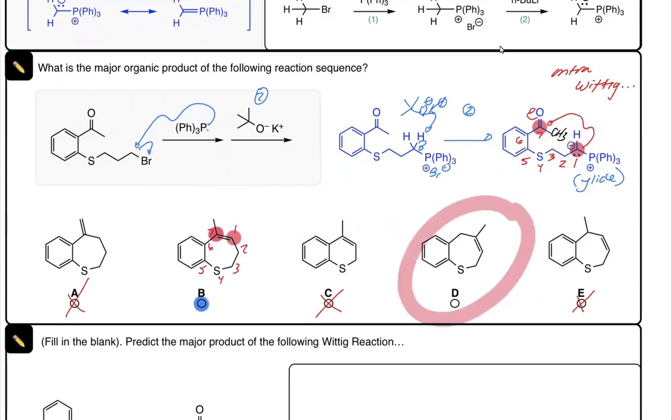Okay, D is wrong because the carbonyl would have been in a different location, right? The carbonyl carbon was immediately off the ring, but here that would not have been off the ring directly. That would be formed from a different ketone starting material.